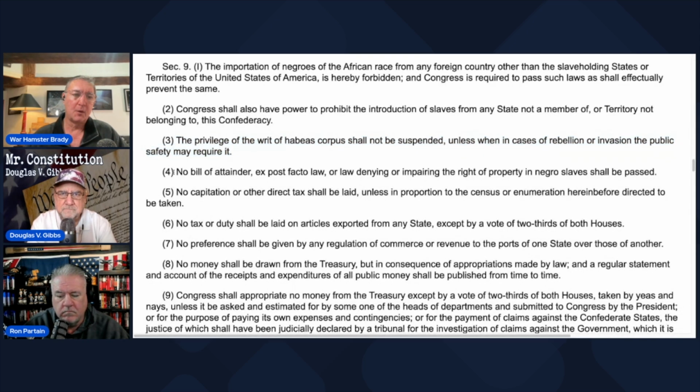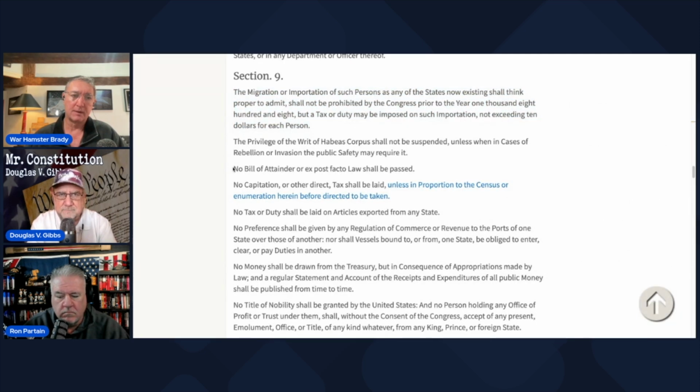Section 4: No bill of attainder, ex post facto law, or law denying or impairing the right of property in Negro slaves shall be passed. Obviously, the second half is a change, and that's interesting. They wanted to make sure that Fugitive Slave Act type of laws couldn't be passed. And of course, the original Constitution just says no bill of attainder or ex post facto law shall be passed, and they left out the property in Negro slaves. Yeah, it's unfortunate that human beings were considered property in the first place.